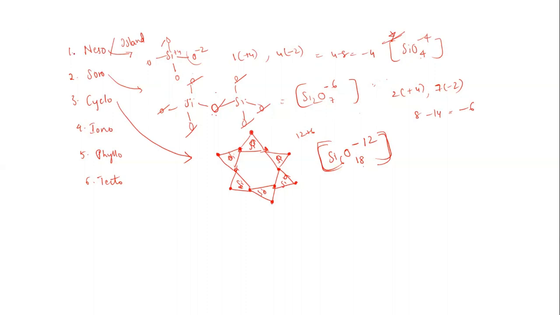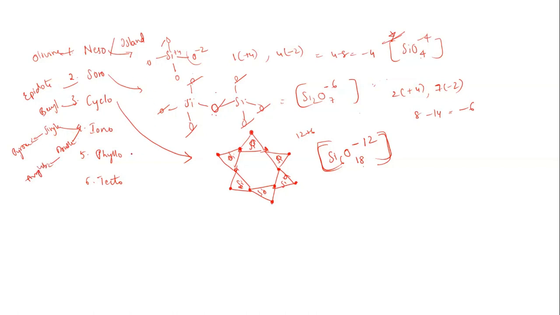Nesosilicates, if we see, the example will be olivine. Sorosilicates will be epidote. Cyclosilicates are beryl. Inosilicates again, two types will be there: single chain inosilicates and double chain inosilicates. Single chain will be pyroxene. Double chain will be amphiboles.